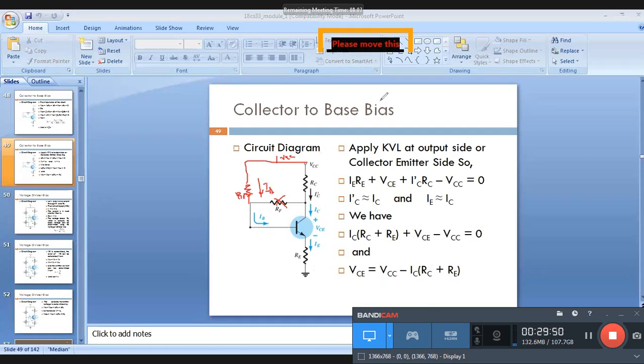Take this diagram. I will share this PPT in the group also. You can go through it, and tomorrow I will solve the problem.